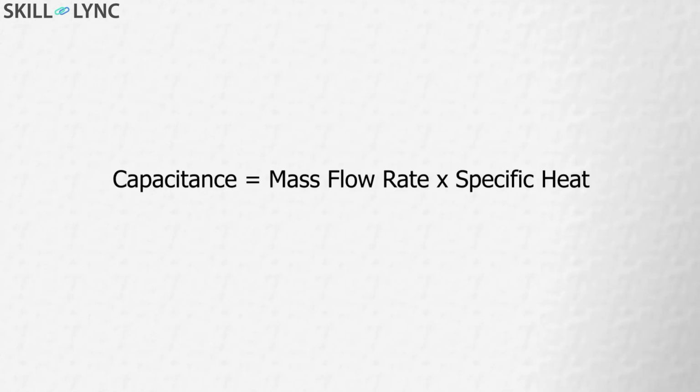Alright, so we have learned what specific heat is, but what is capacitance and why is it so important? Well, you may not see it, but if you multiply mass flow rate and specific heat, you get a new term which is called capacitance. I would encourage you to work out the units to see it yourself. Well, what does this term mean? If you work out the units of capacitance, you will see that its units are watts per Kelvin.